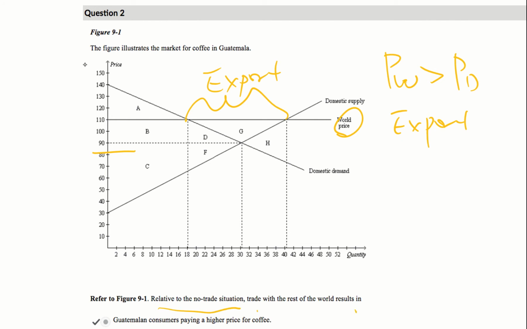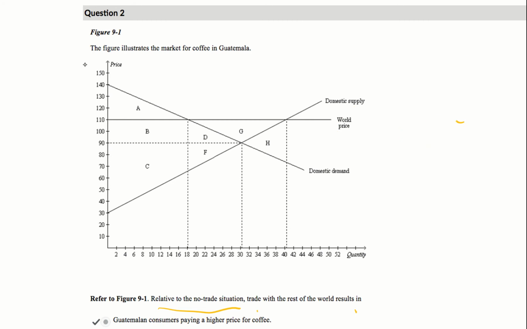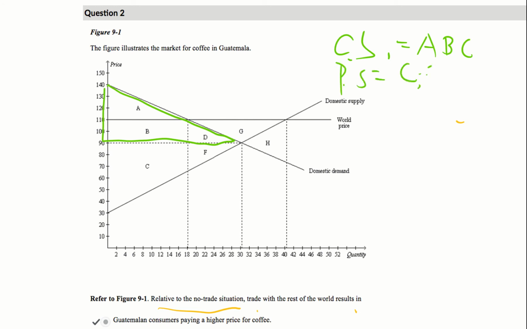So with no trade, let's go over the consumer and producer surpluses. With no trade, your consumer surplus will be the area on top. So consumer surplus is area A, B, C. And then producer surplus will be area C and F. And then total surplus will be A, B, C, F. Oh, this is D here.